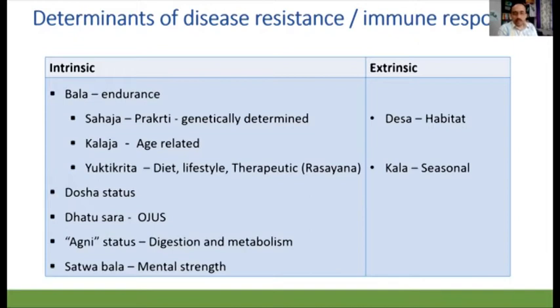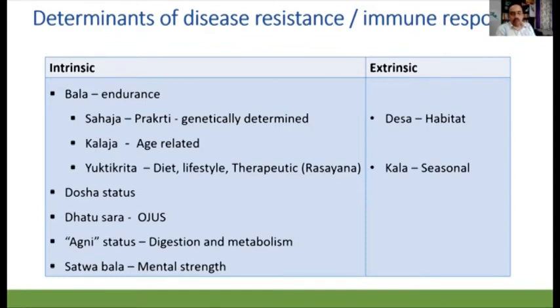This can be classified into what we are born with, that is sahaja; what is decided by age, the kalaja; and the yuktikrita, where factors like diet, lifestyle, and even therapeutic measures like rasayana come in, which is very unique to Ayurveda, where we have drugs labeled as rasayana. So these are the three types of bala: sahaja, kalaja, and yuktikrita.